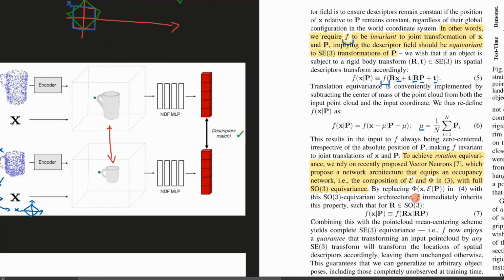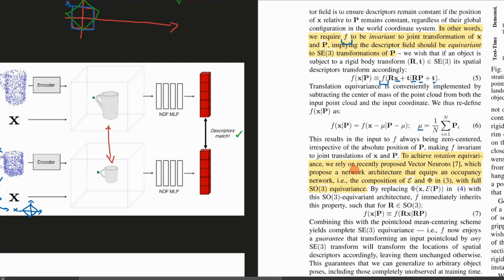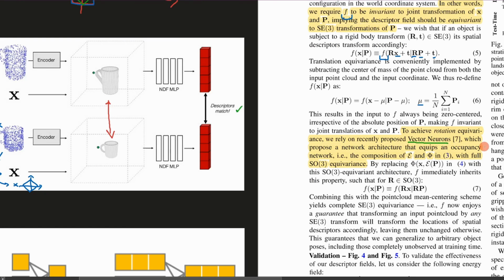So to achieve the rotation equivariance, they say here we rely on recently proposed vector neurons, which propose a network architecture that equips an occupancy network, i.e. the composition of epsilon, which is the PointNet encoder, and phi, which is basically the small submodule in the occupancy network, with full SO3 equivariance. So SO3 just means rotation equivariance, whereas SE3 means both translation and rotation. Just keep that in mind.